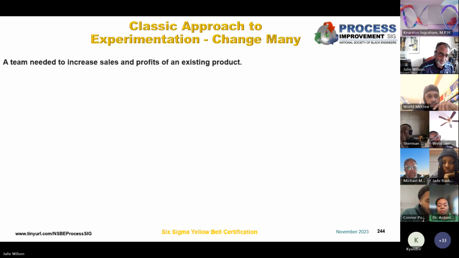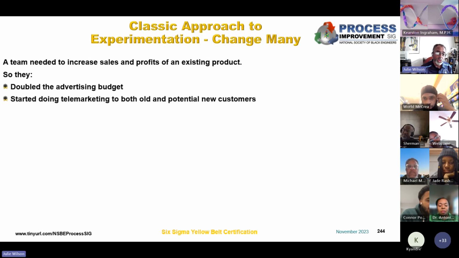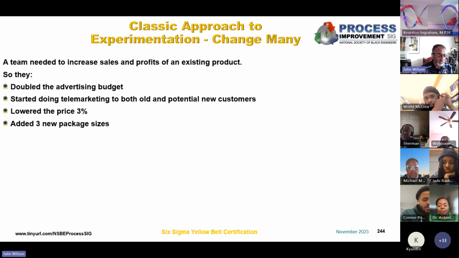Here's an example. A team needed to increase sales and profits of an existing product. So you get everybody in the room together and they brainstorm, how can we increase sales? So they doubled the advertising budget, because that was a good idea. They started doing telemarketing to both old and potential new customers. Seemed like a good idea. They lowered the price by 3%. They figured by lower price we'll get higher volume in sales. They added 3 new package sizes, saying customers want variety. If we offer them more different sizes, we'll get more sales.